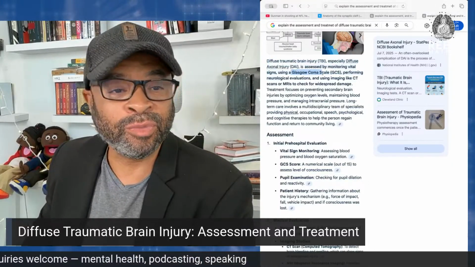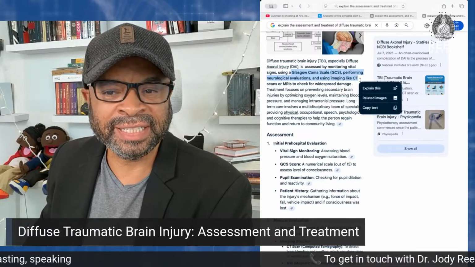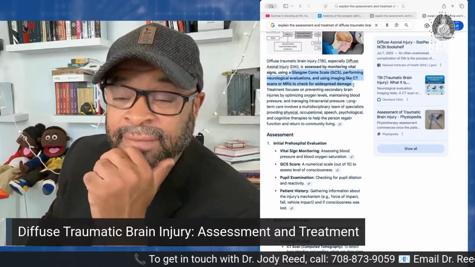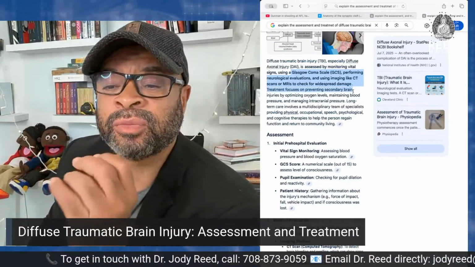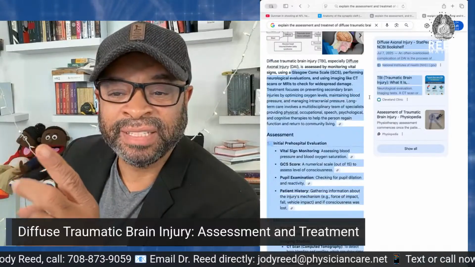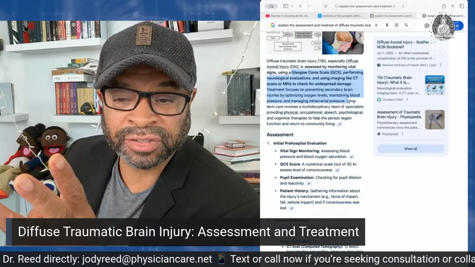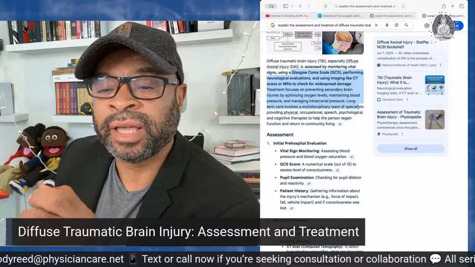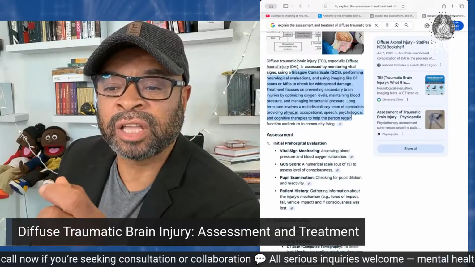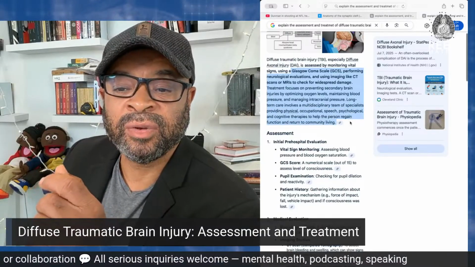Okay, yeah, the Glasgow Coma Scale, right? Performing neurological evaluation and using images like CT scan or MRI to check for widespread damage. And you want to see inflammation, right? Treatment focuses on preventing secondary injury by optimizing oxygen levels, maintaining blood pressure, and managing intracranial pressure. Long-term care involves a multidisciplinary team of specialists providing physical, occupational, speech, psychological, and cognitive therapy to help the person regain function and return to a normal community.